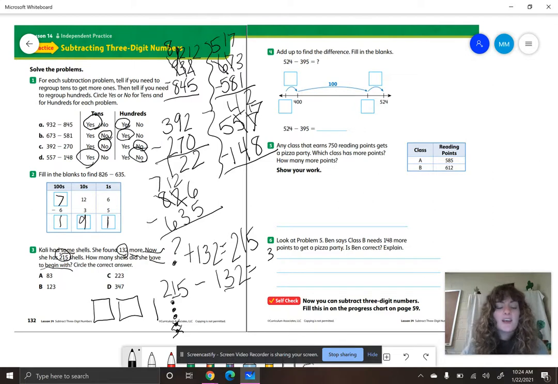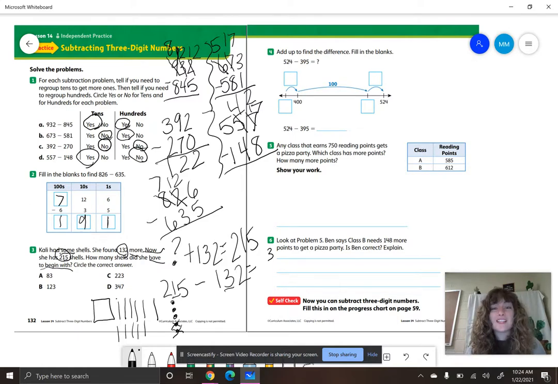The hundreds. So when I regroup in the hundreds, I change 100 to how many tens? 10 tens. So I still have 100, but I am showing it as 10 tens. 1, 2, 3, 4, 5, 6, 7, 8, 9, 10, 11. So I have 11 tens, and I only have 100 left. Okay, so I have my 11 tens.